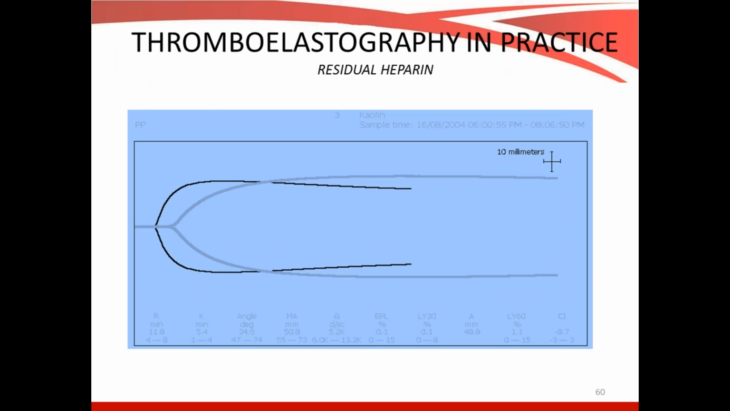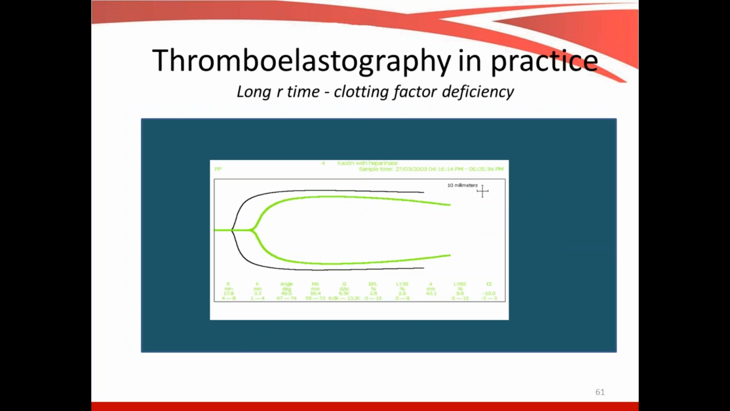So here your R and K were prolonged, and then after some time they became normal and your lysis 30 does not happen. So when lysis 30 is not happening, it means heparin effect is continuing. So if that is continuing, you start weaning off the heparin. So long R here shows there is a clotting factor deficiency.